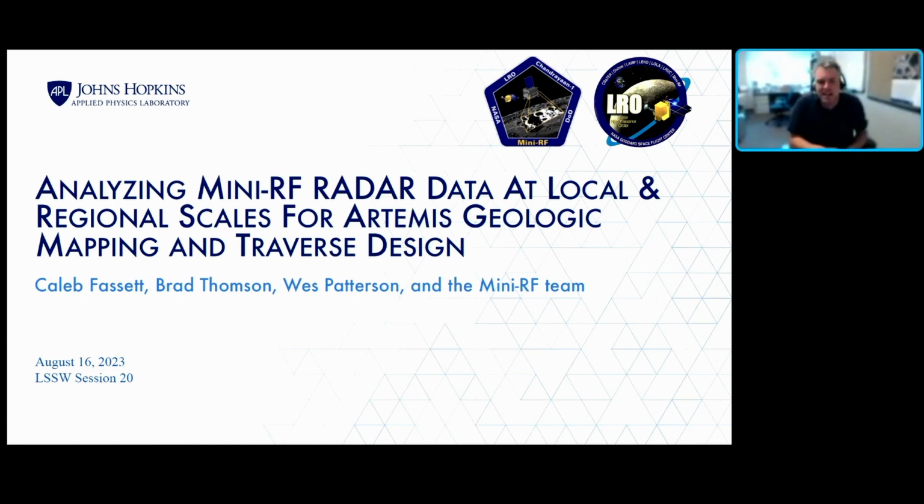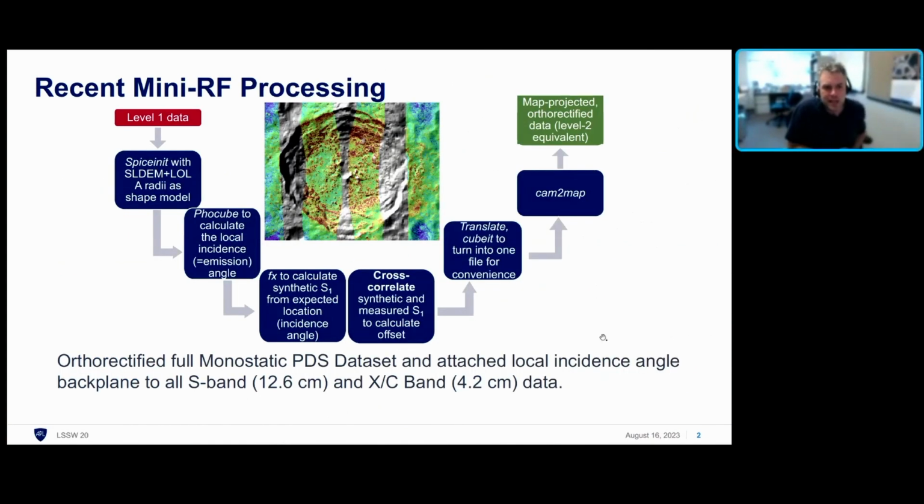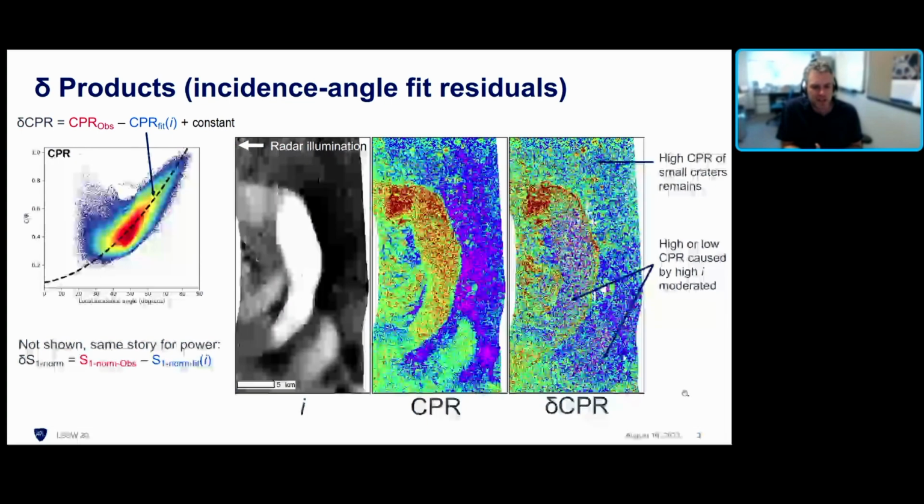So if you go to the next slide, I've talked to many of you already in various meetings about how we've been working on reprocessing the data that's in the PDS from MiniRF monostatic data products. Basically, all of the data have been reprocessed into a lunar reference frame consistent with LOLA and the SLDEM at lower latitudes. LOLA at high latitudes in the poles, like where Artemis is, and SLDEM at lower latitudes. And so that orthorectification means we can then use it in the context of other data, which is obviously really important.